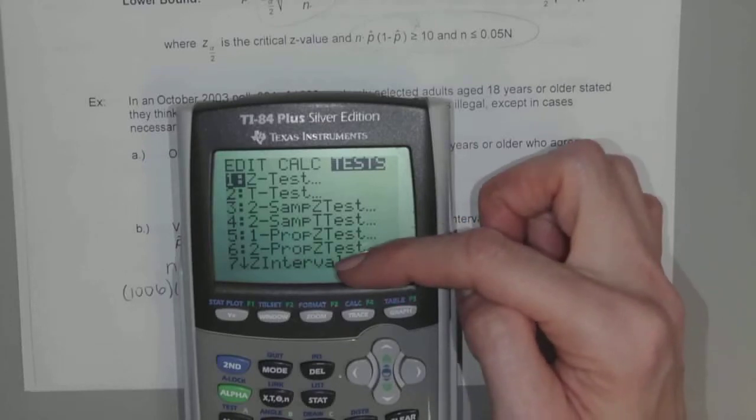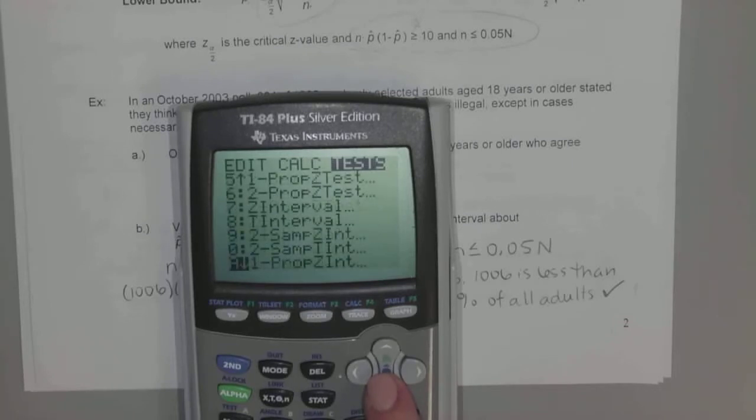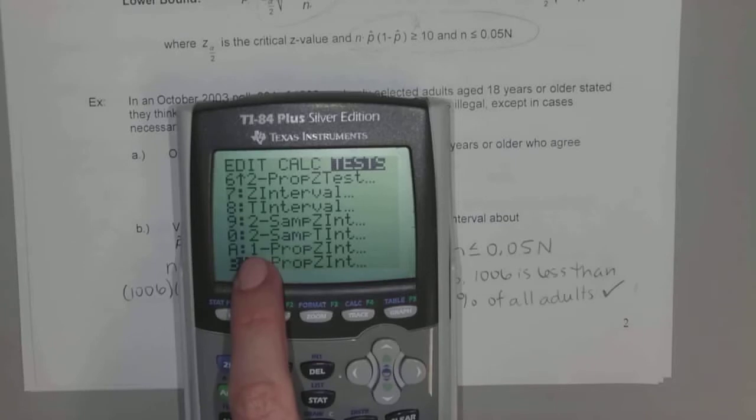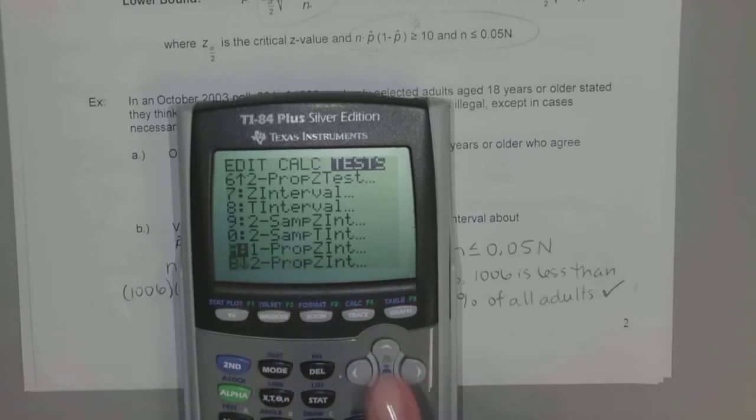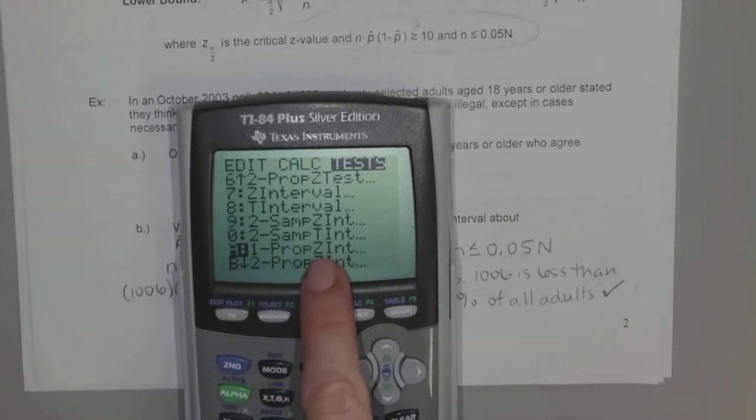So if you notice down in number 7, we start talking about intervals. We want to go down to, for me it was A, it might be 0 for you. But see, we want to go down to 1-PropZInt. Can everybody find 1-PropZInt? And again, it might be A or 0 depending on your calculator, all right? So once you find 1-PropZInt, make sure it makes sense. Are we talking about proportions? Yes. How many proportions are we talking about? Just 1. So that's what that means, 1 proportion, and we use Z in the interval.